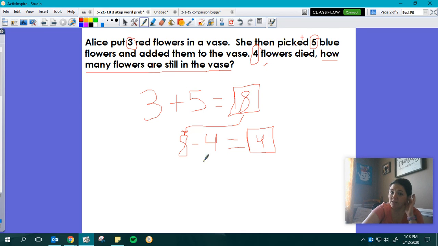Now, I could leave it like this so that way your teacher can see that you know it's one step and then a second step, or you could write it as one big equation. So what we did is we did 3 joined with 5, take away 4, and we were left with 4.